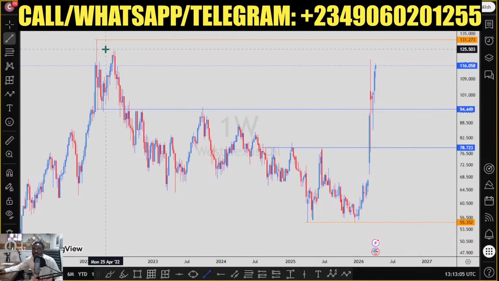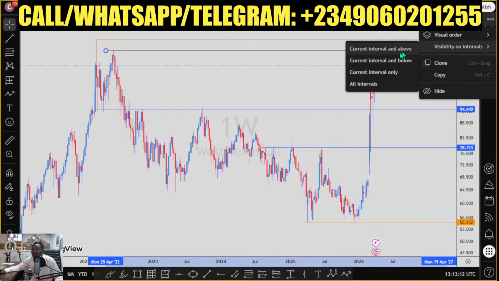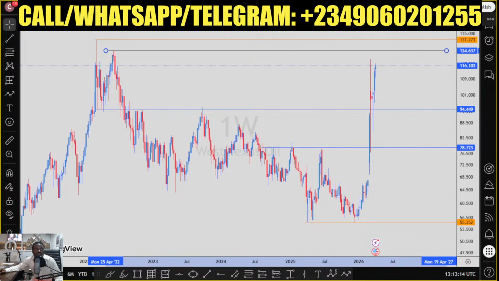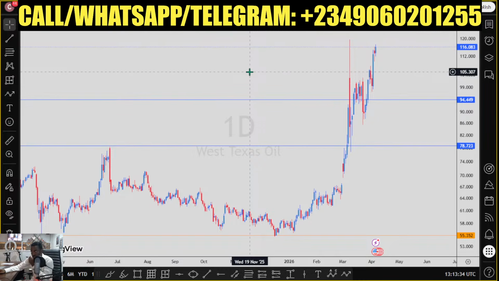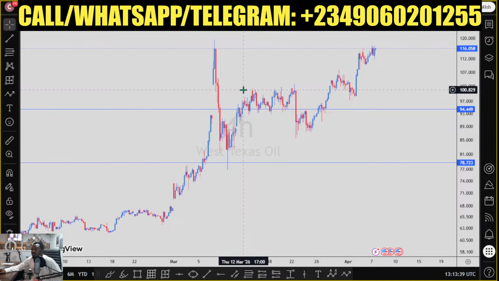Let's mark out this level which rejected price all the way down. Let's make it appear on the lower time frames, because that was a level price gave us our first low high swing before price crashed all the way to this low. Now we move back to the day chart. On the day chart, this is what we have. On the 4-hour chart, this is what we have.